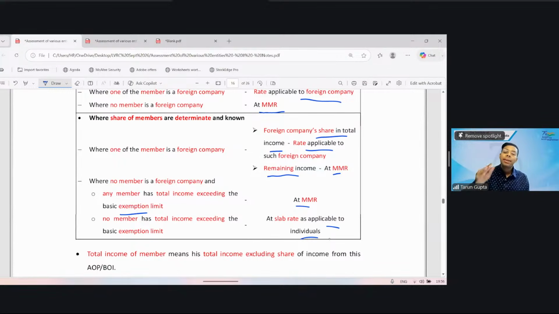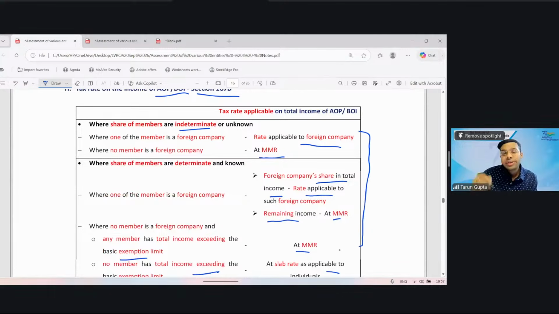Regular rate means the slab rate which we discussed under the new regime, under the old regime, 4 lakh, 2.5 lakh as the case may be. The case is if none of the members is taxable at a rate higher than the MMR and none of the members has income other than income from AOP more than the basic exemption limit. Only in this case, the income of AOP is taxable at regular rate. Otherwise, the income of AOP is taxable at least at MMR.